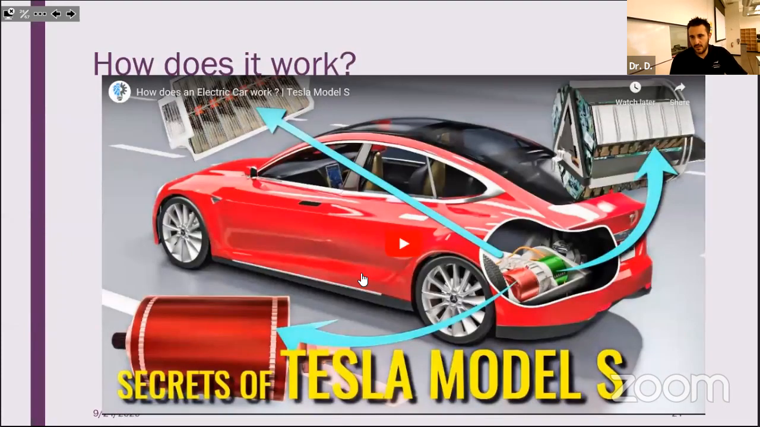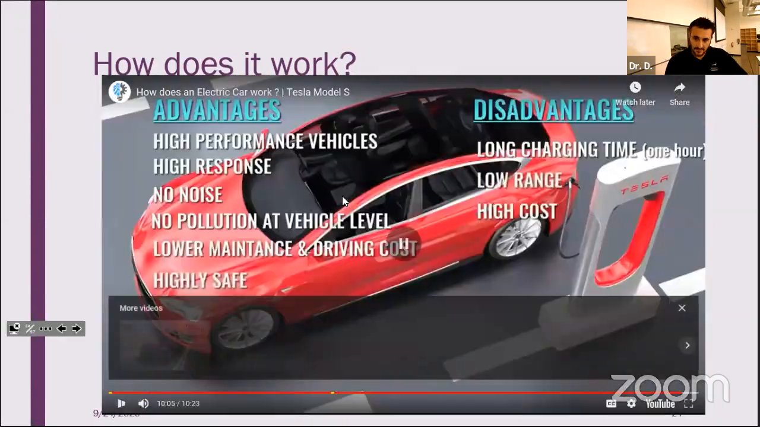let's watch another video. This one is actually going to talk about how an AC motor works, but it's a similar principle to the DC motor, and it's an interesting video. So let's take a look.